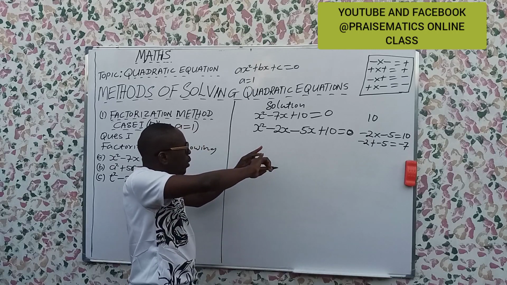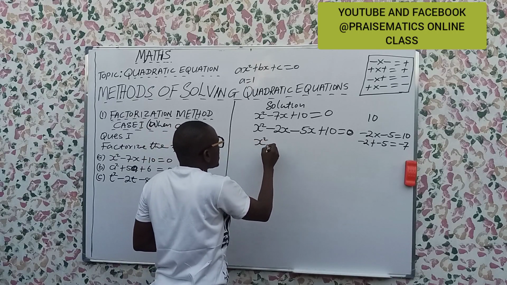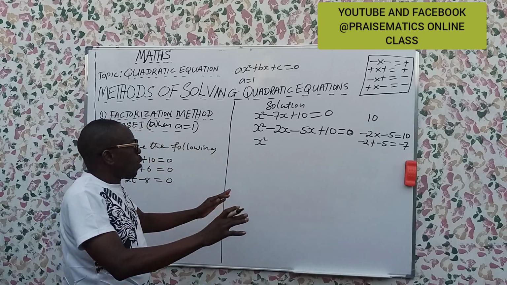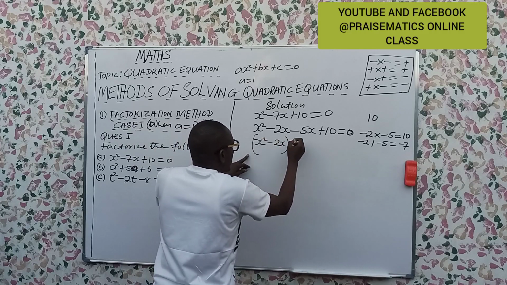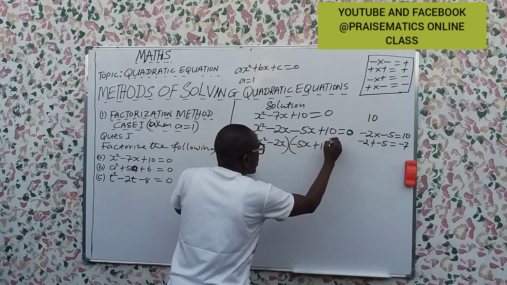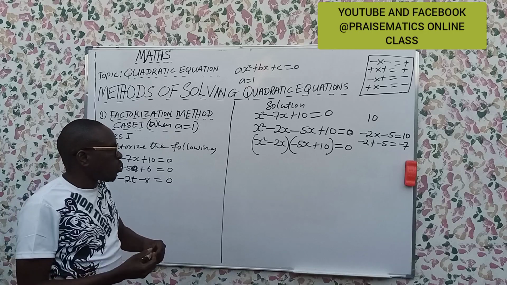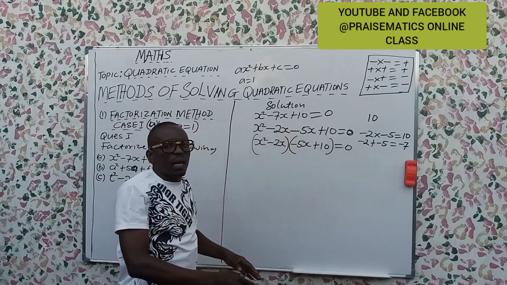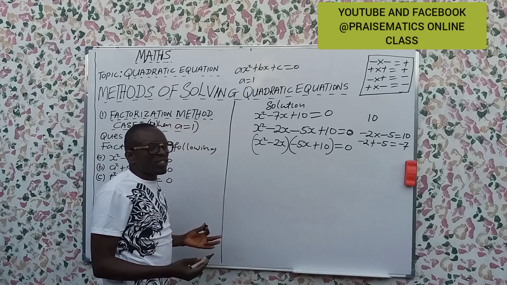Now, we divide them into 2 equal parts. Here, we partition them: x squared minus 2x, and minus 5x plus 10, all equal to 0. We partition them into two equivalent classes equal to 0. Here, they say factorization.